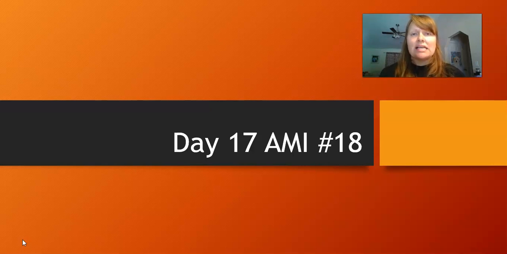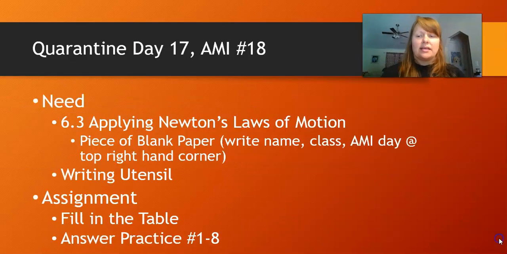So today is day 17, AMI packet number 18. For some reason I'm clicking the next button and it's not wanting to go to the next screen. There it is. Okay, so today you are going to need the 6.3 Applying Newton's Laws of Motion worksheet. If you don't have it, but you can get online, go to Lamar Warrior's website and over to AMI packets, high school science 16 through 20, and this is day 18. Just scroll down where it says science. Mine says physical science 16 through 20, and then today is day 18.